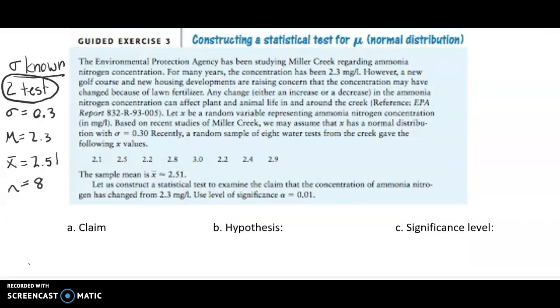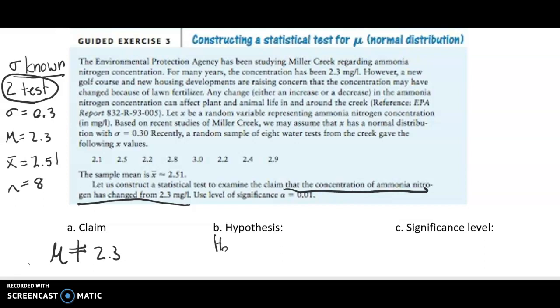Let's write our claim. We're testing the claim that the concentration of ammonia nitrogen has changed from 2.3 milligrams per liter. So we're testing the claim that the mean is not equal to 2.3.